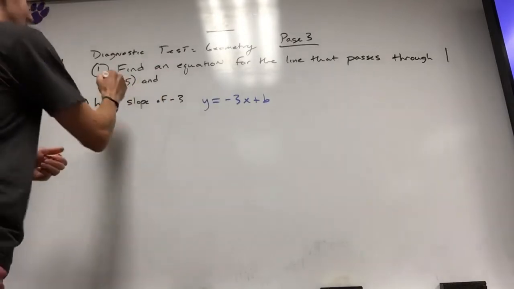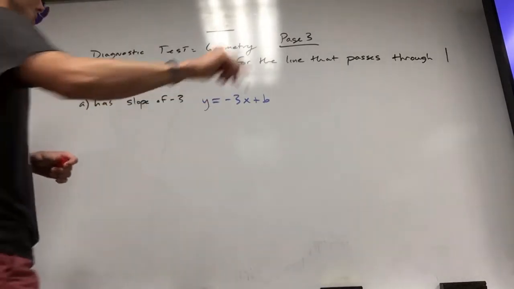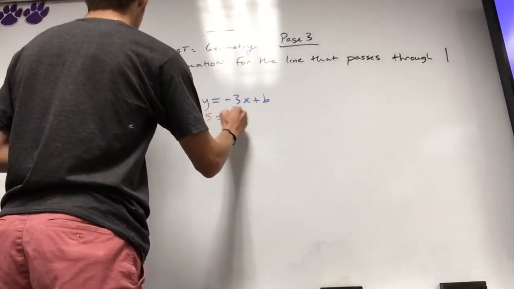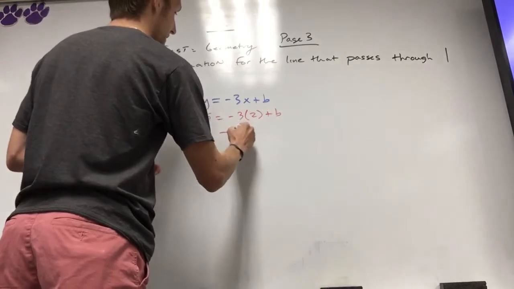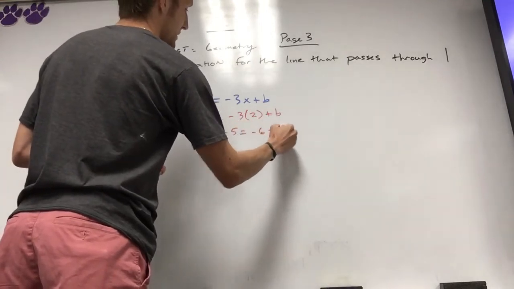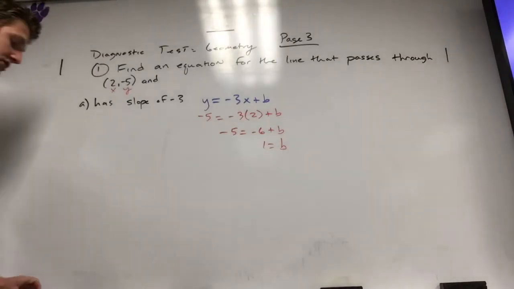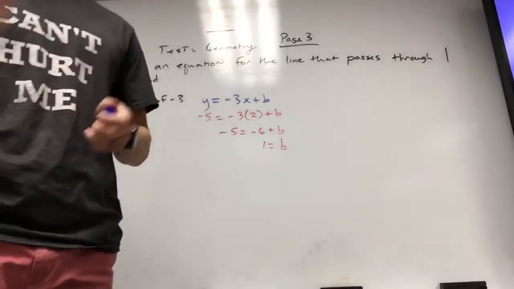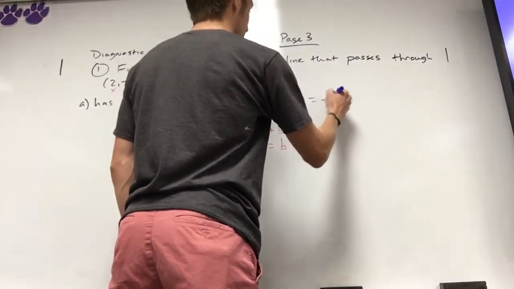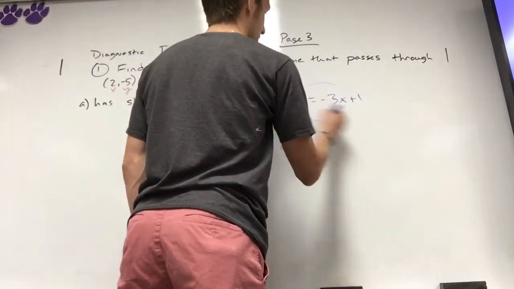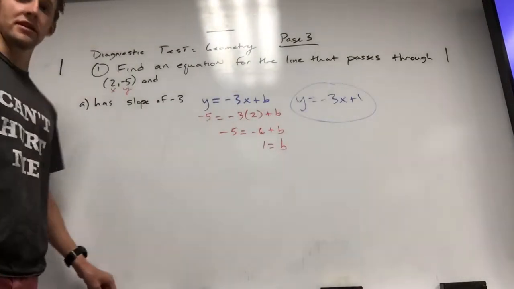All right, anyway, I have an x and a y to plug in for all 4 of these parts. So -5 is equal to -3 times 2 plus b. -5 is equal to -6 plus b. b is 1. So your equation of the line that goes through that point and has slope of -3 is y equals -3x plus 1. I like that question early on.